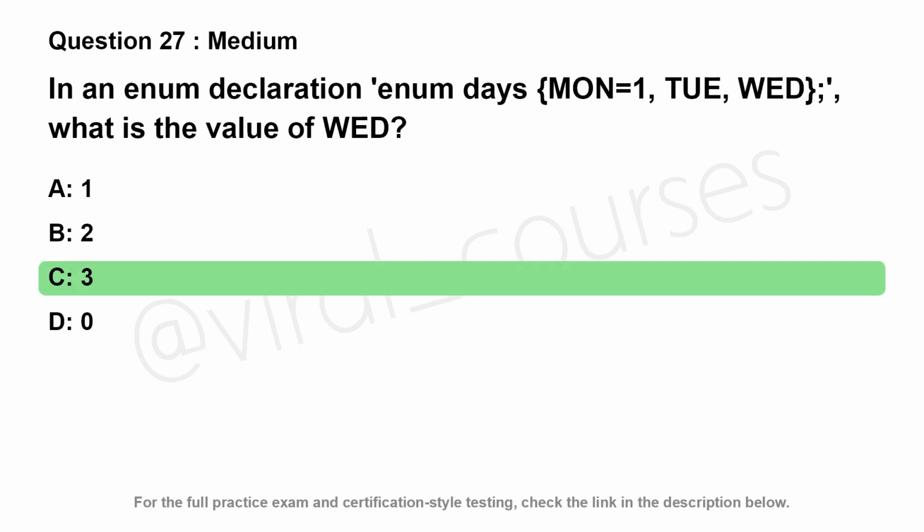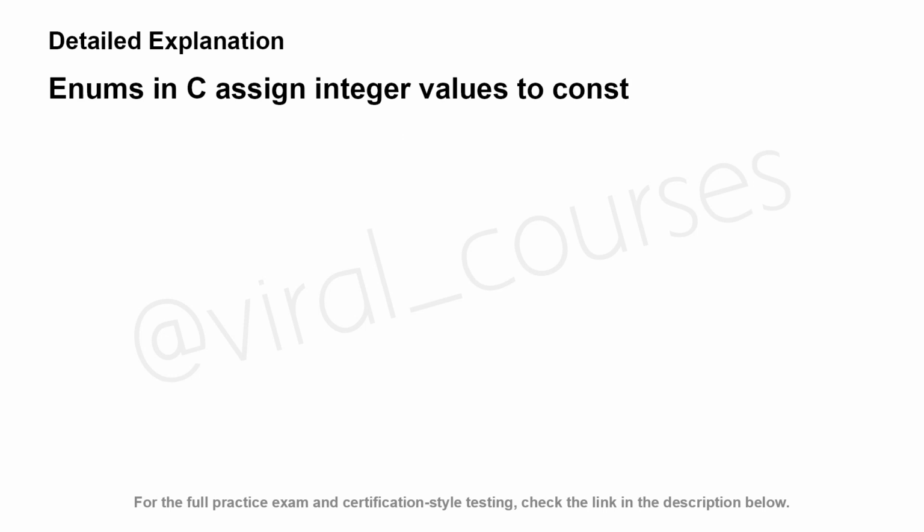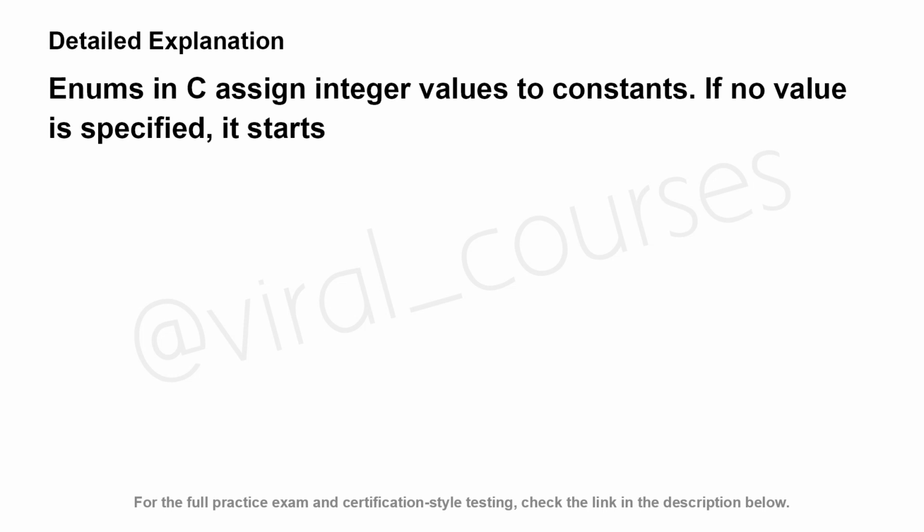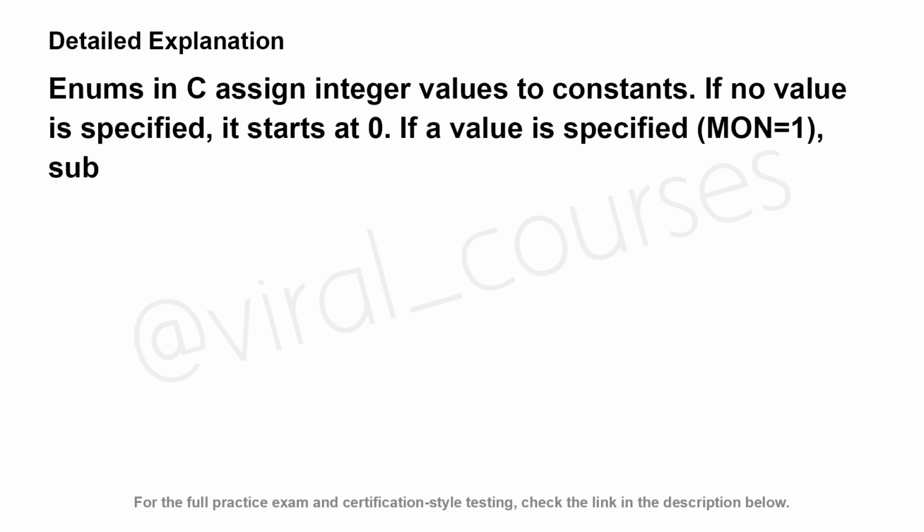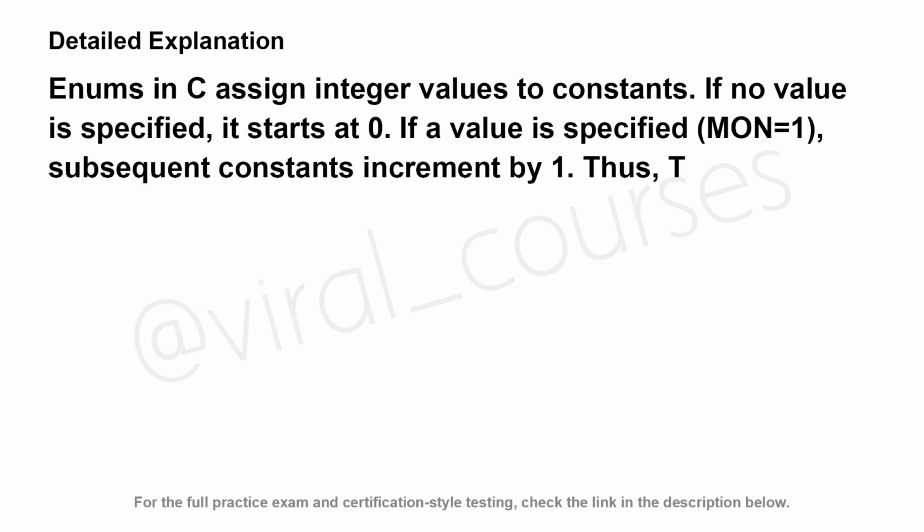The correct answer is C. Enums in C assign integer values to constants. If no value is specified, it starts at 0. If a value is specified, mon equals 1. Subsequent constants increment by 1. Thus, Tuesday is 2 and WED is 3.